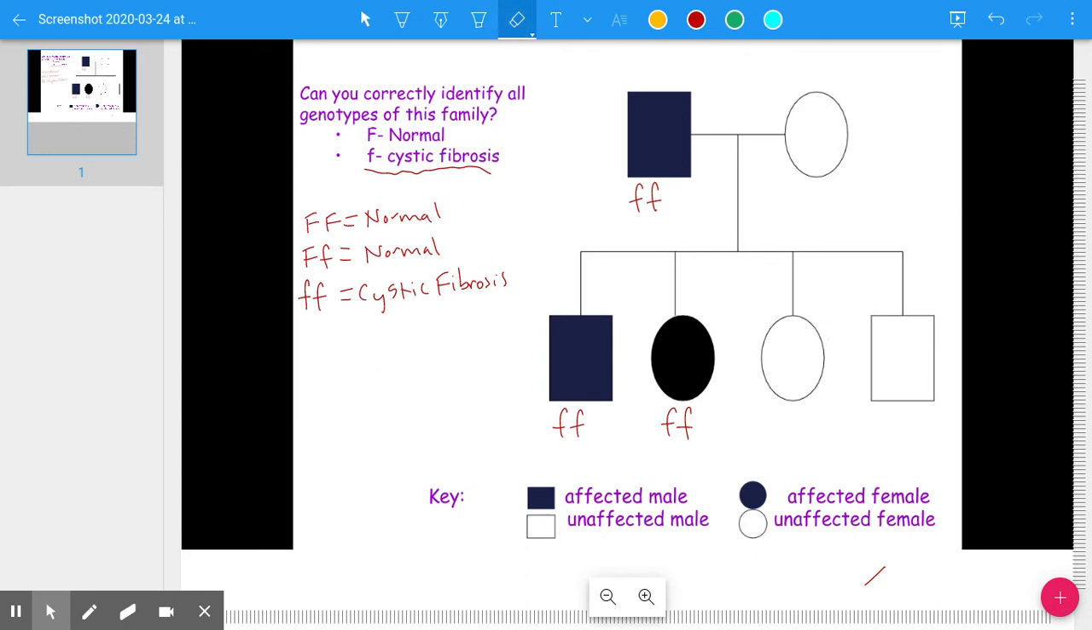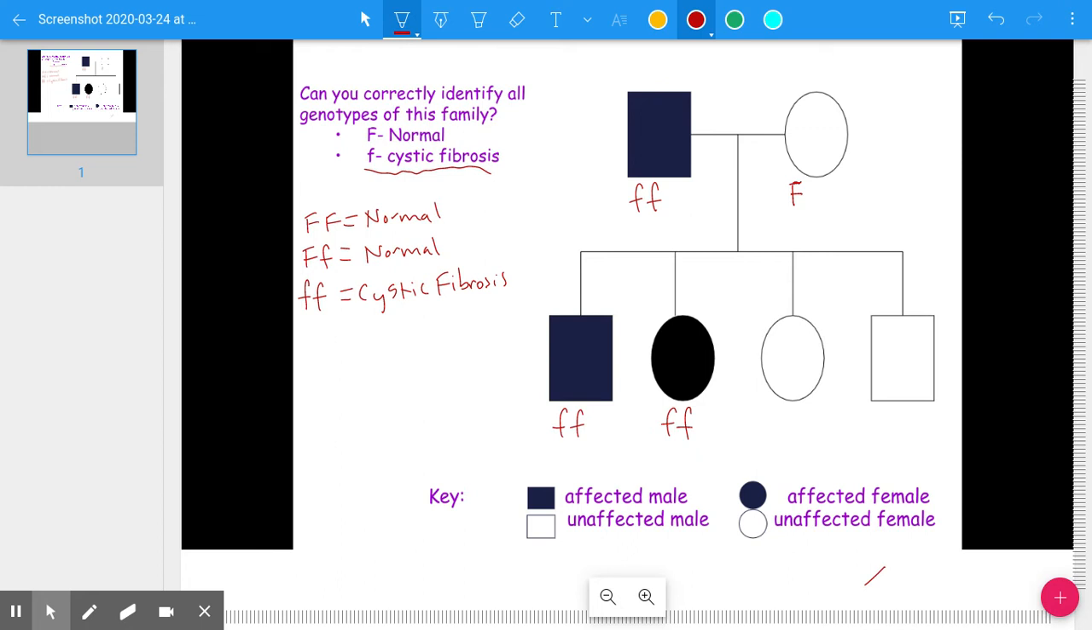All right, so let's take a look at this individual right here. This female can either be homozygous dominant or heterozygous, but which one is it? So let's find out. Since she doesn't have cystic fibrosis, she's going to have at least one dominant allele in her genotype. But what is her other one? So let's look to her offspring for that information.